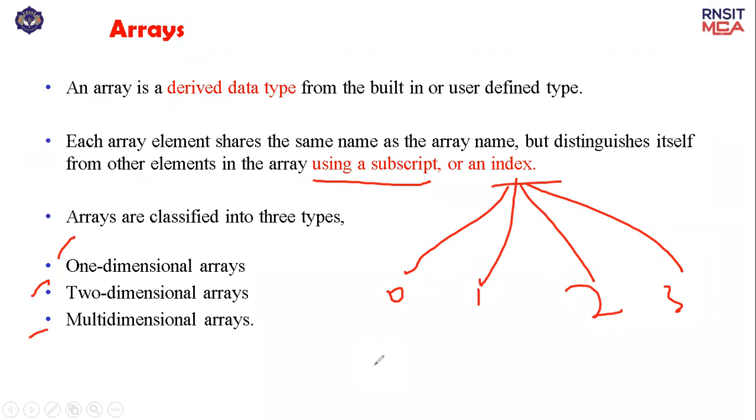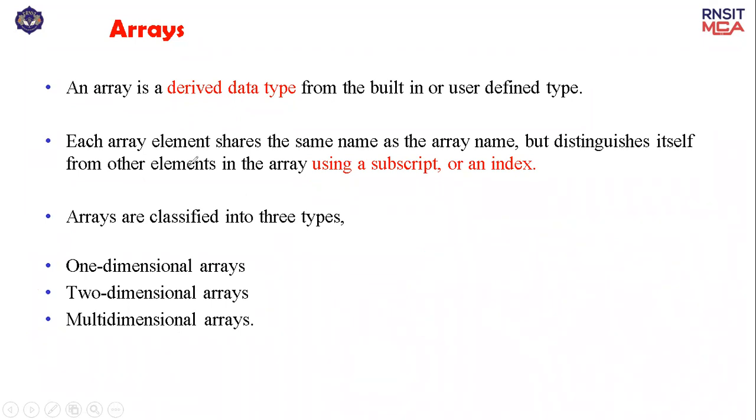Let us discuss each one of them. And remember, arrays come under the category of derived data type. They come under the category of derived data type. So that is one thing that you should understand. And further, one-dimensional array. Let us look into one-dimensional array.